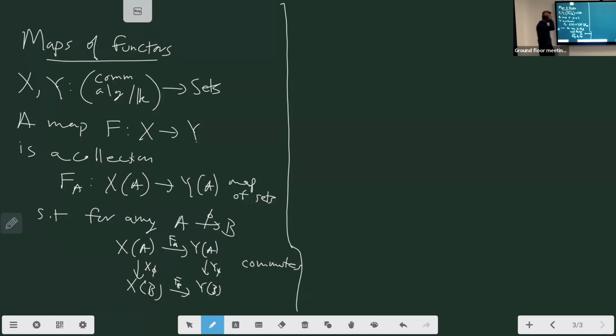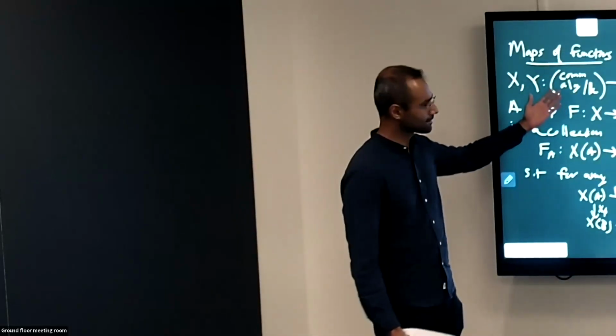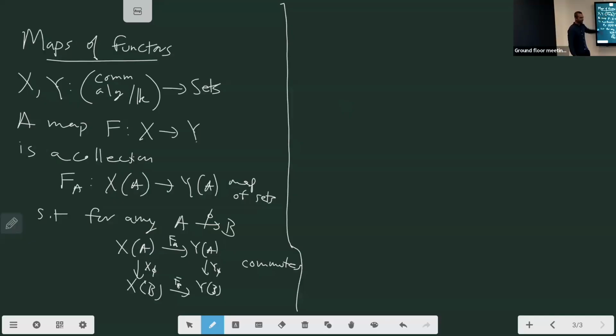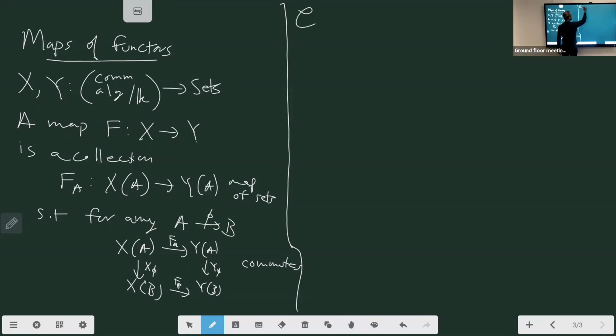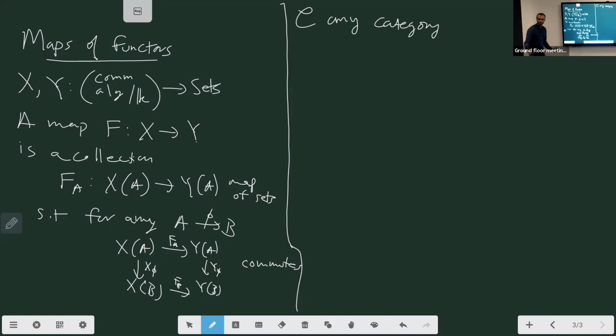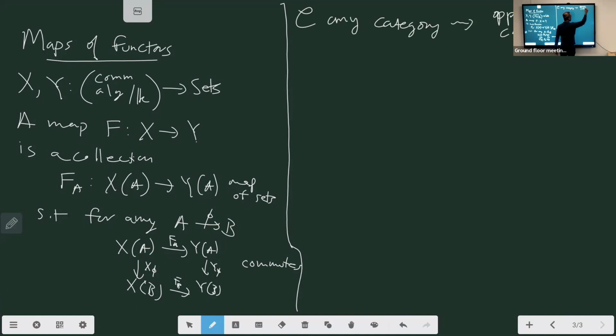So the context, we can put ourselves in a much more general context by replacing commutative algebras. What I'm about to say is nothing special about commutative algebras. I can replace commutative algebras over K by any category. So if C is any category, something that has some objects and morphisms between them, and you can compose morphisms, then you can form the opposite category, C op, by reversing arrows.